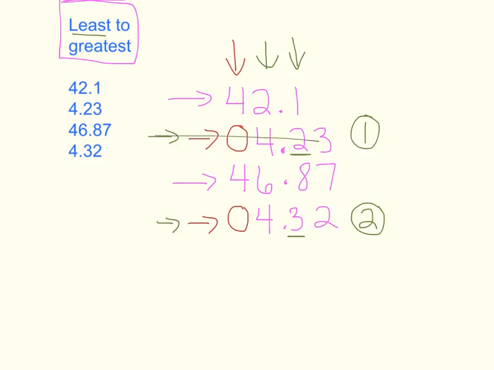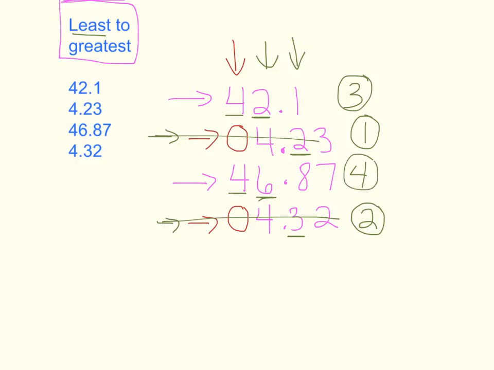I'm just going to cross these out to show that I'm done so I can go back and look at these other 2. You wouldn't cross them out, but I want to make sure that you can see what I'm looking at. So at these 2 numbers, I looked in the tens place and I saw that I had a 4 and a 4 and they were exactly the same. So now I have to go to my ones place and I have a 2 and a 6. I ask myself which is smaller because I'm going least to greatest. 2 is smaller than 6, so I know that 42 and 1/10 is smaller than 46 and 87 hundredths. So 46 and 87 hundredths is my greatest number.